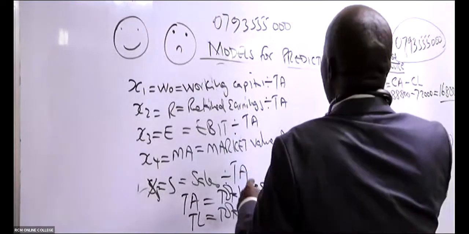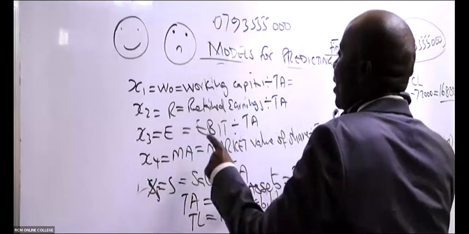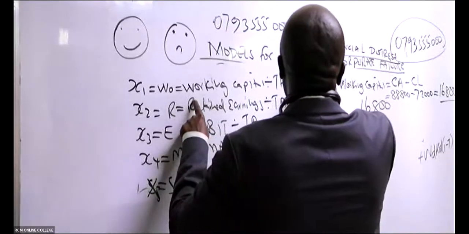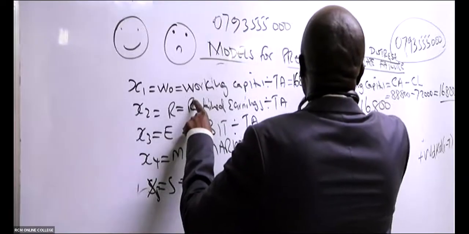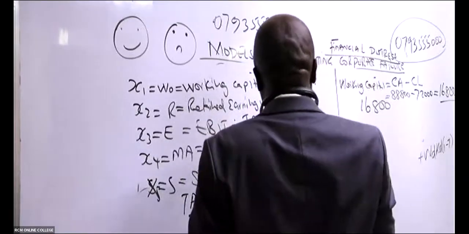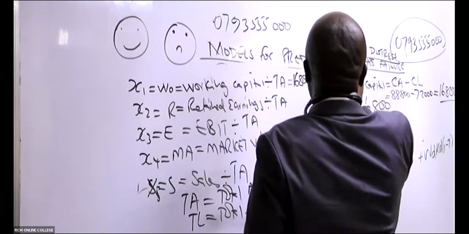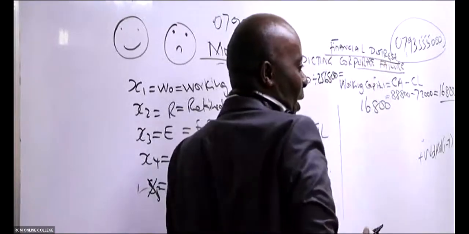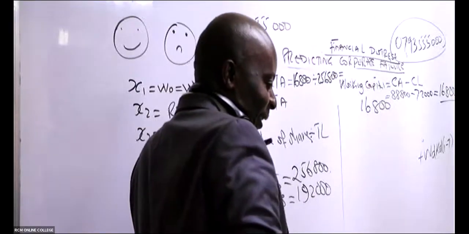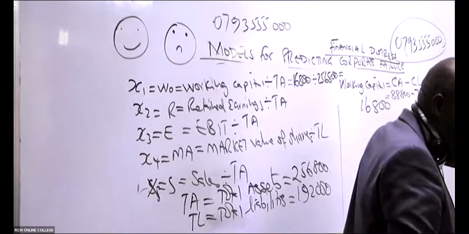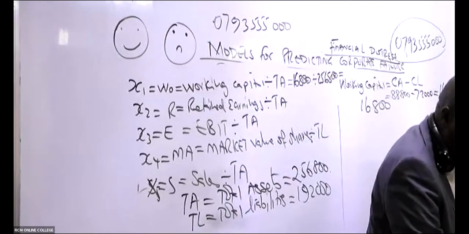So then go ahead and give me this X1. X1 will be the working capital that we have here, 16,800. We divide this by total assets, which are 256,800. So please give me the quotient to 4 decimal places.